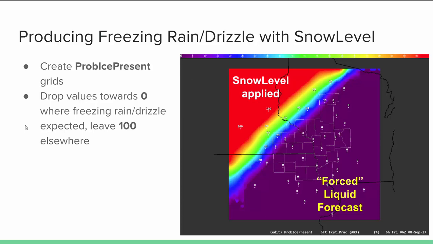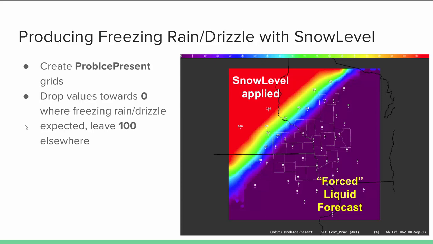So how do you do this with prob ice present? Well, if you want to maintain just the snow level approach, don't even bother doing a prob ice present grid. Or if you do create one, keep the value at 100. That's shown in the image there to the right, in the upper left across much of Minnesota, where that would only be a rain or snow scenario.